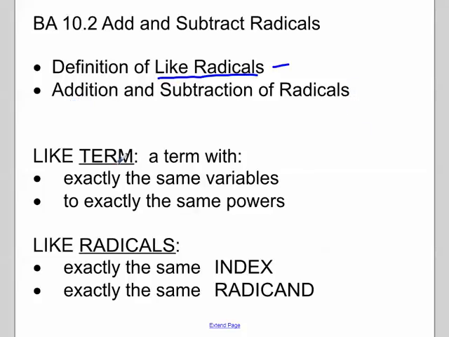What are like radicals? We'll talk about that, and then after that, we'll talk about addition and subtraction of radicals. All right, so let's take a step back and go back to a couple chapters ago, talking about like terms.